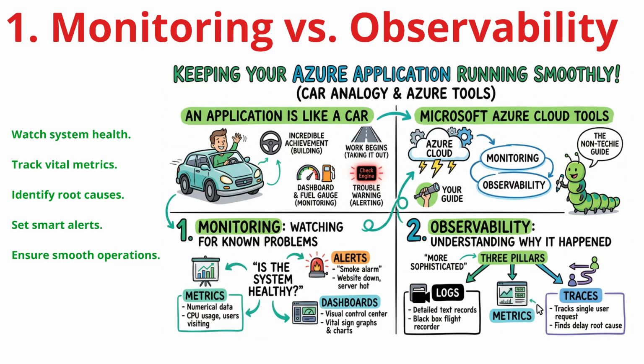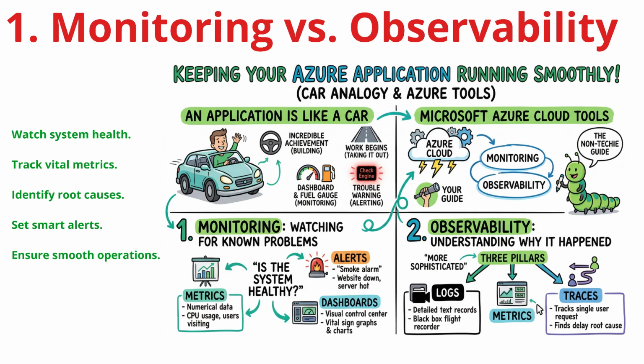Monitoring is your car's dashboard. It watches for known problems and answers one simple question: is the system healthy? We track this through metrics, the hard numbers like CPU usage, and dashboards that give us a visual control center. If something goes wrong, alerts act like a smoke alarm, telling us exactly when to pull over and fix a problem.